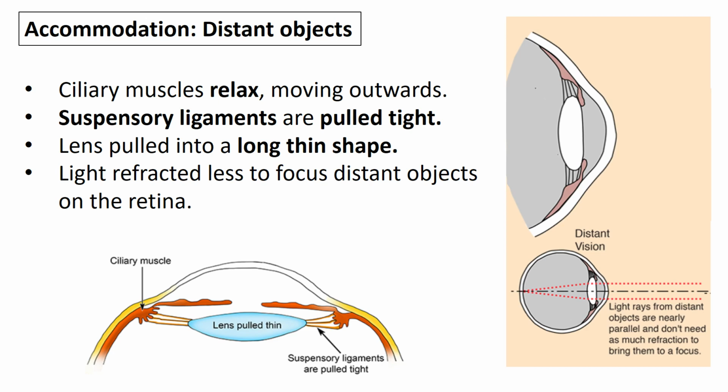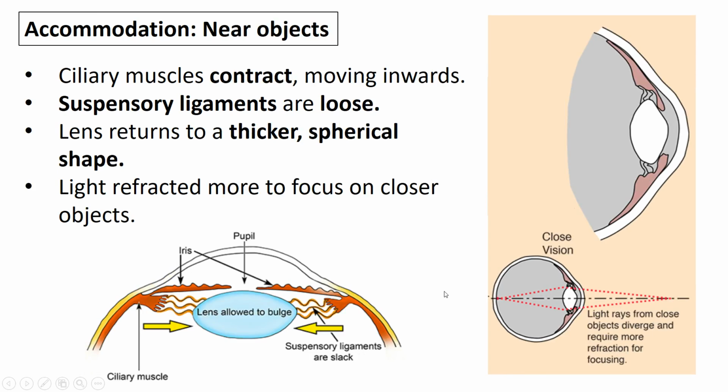So when we try to focus on distant objects, we want the ciliary muscles to relax. That means they move outwards and the suspensory ligaments pull tight, making your lens a long and thin shape. This means light is refracted less, so it can focus on distant objects onto the back of the retina. The opposite happens when we want to see near objects. Those ciliary muscles contract and they move inwards. This makes the suspensory ligaments loose, and the lens returns to a thicker spherical shape. So the light is refracted more because of that thicker lens to focus on closer objects.